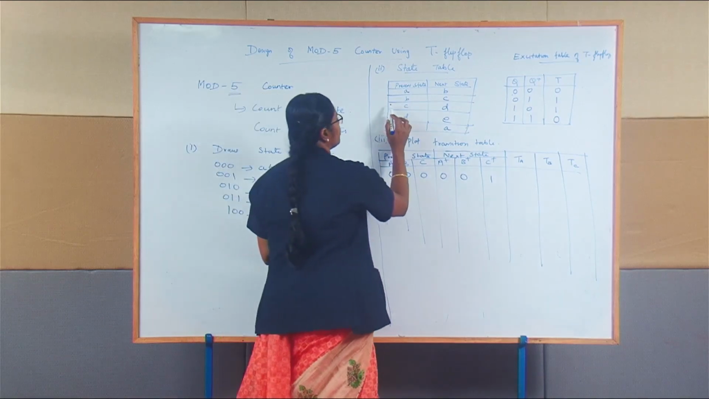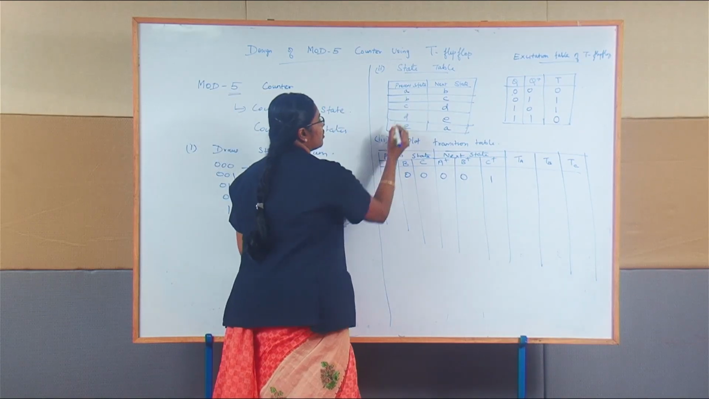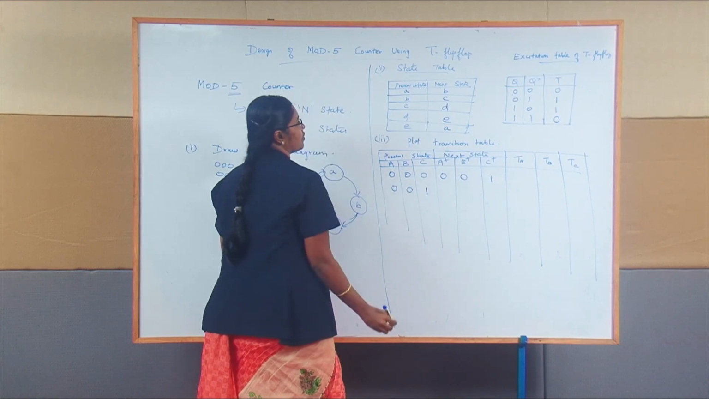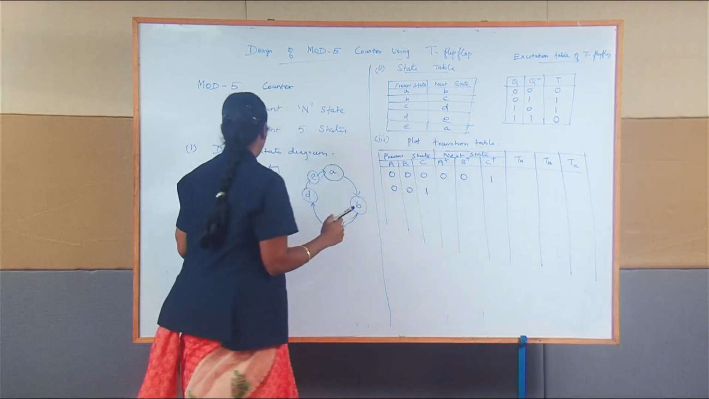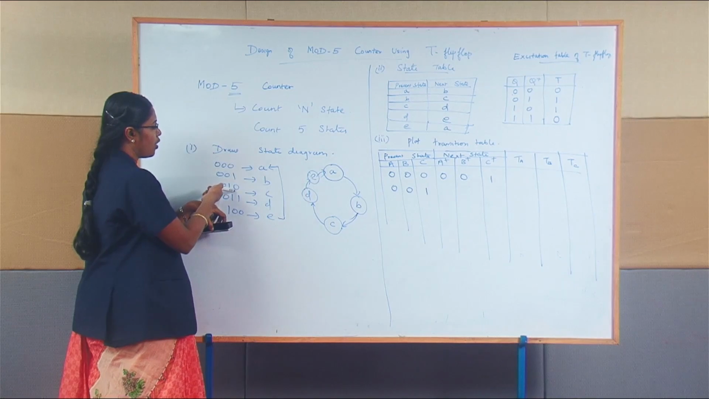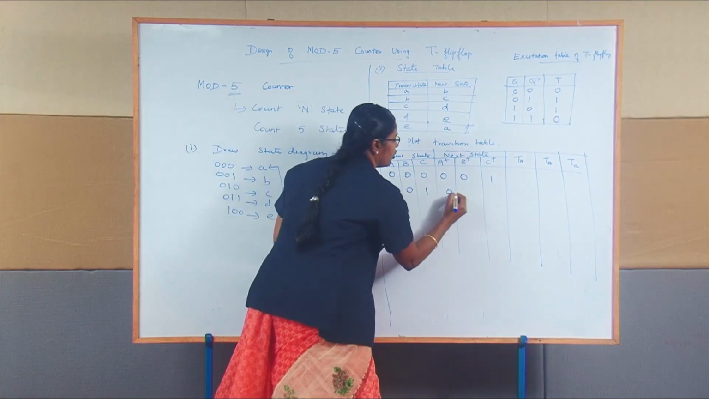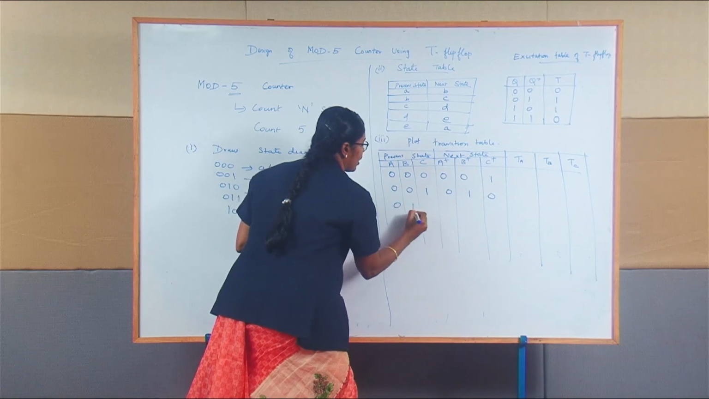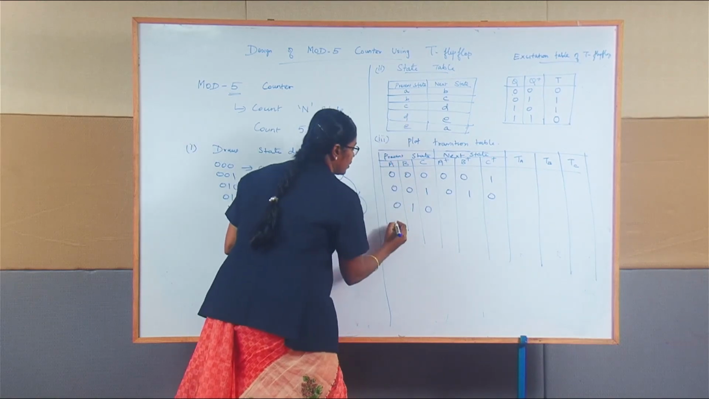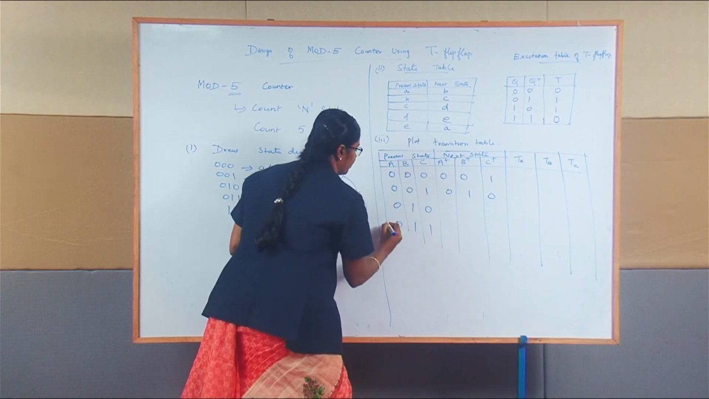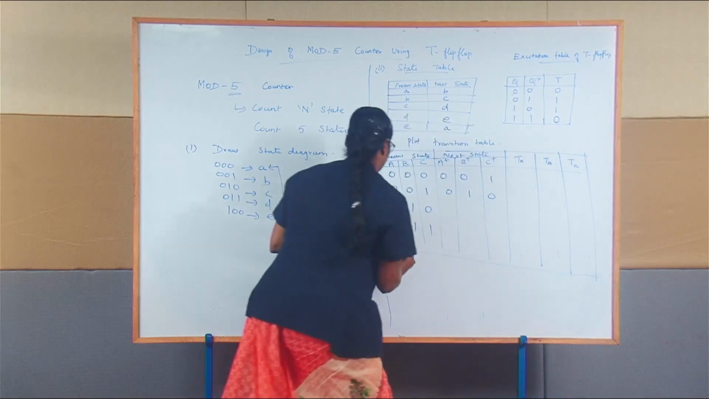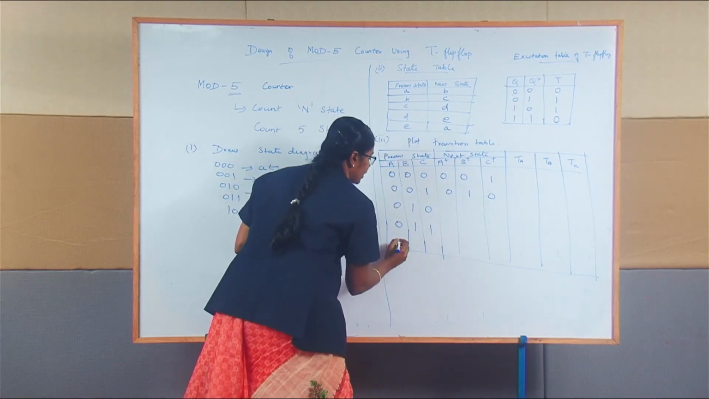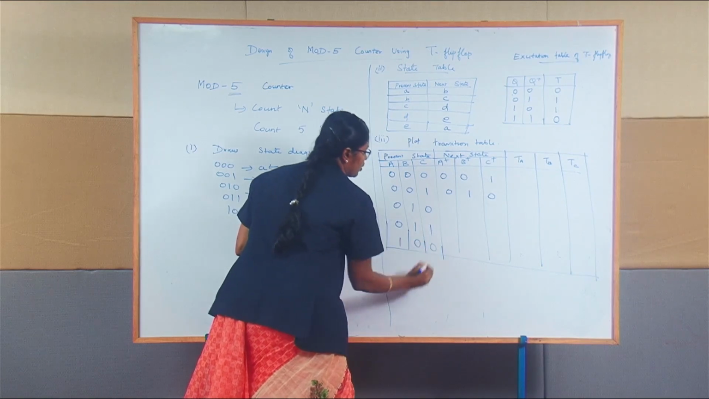Next, for B, the value is 0, 0, 1. For C, the value is 0, 1, 0. For D, the value is 0, 1, 1. And lastly, the last state, that is E, the value assigned here is 1, 0, 0.